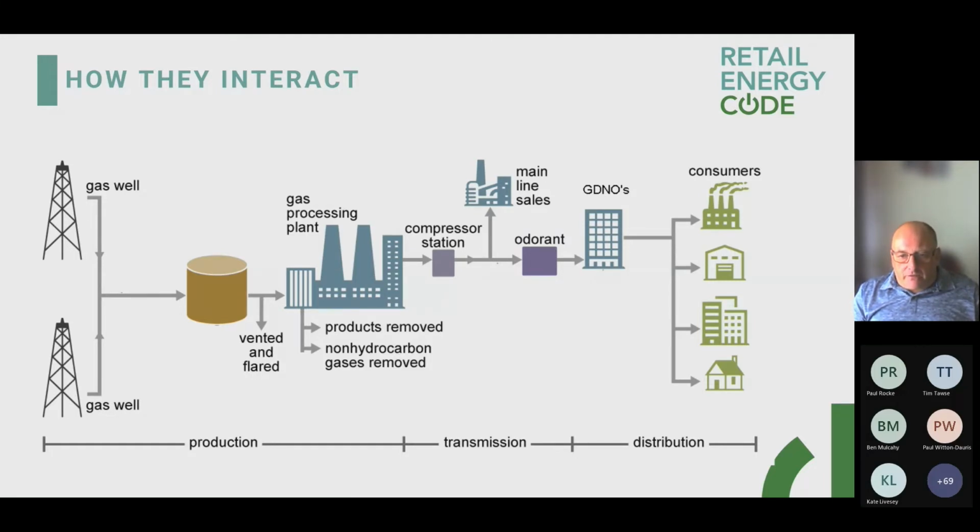Once that's compressed and sent around the state, the odorant, that smell that you all get used to, is added as part of the transmission, and then it hands over into the distribution network. So your local GDNOs off to your gas, your big gas consumers, your power stations. Power stations now, many gas CHP power stations, are using huge amounts of gas.